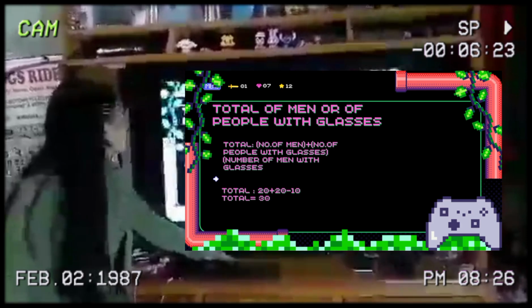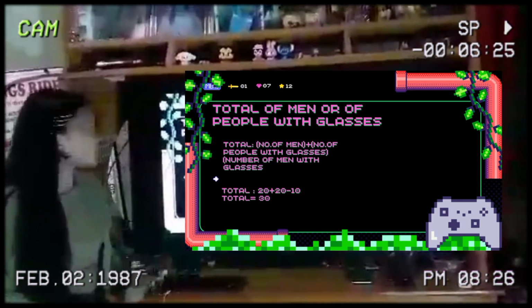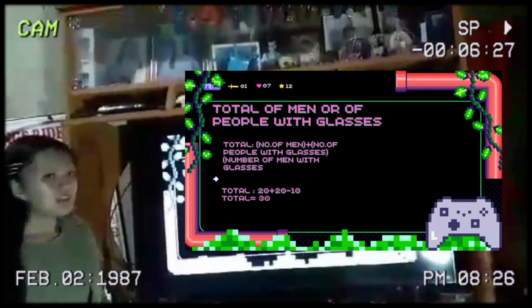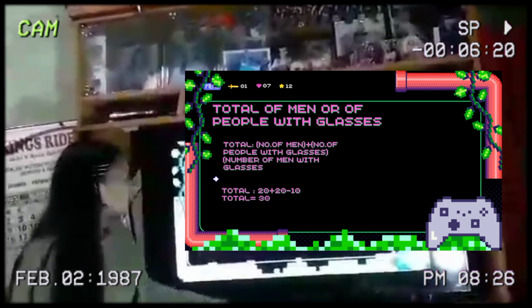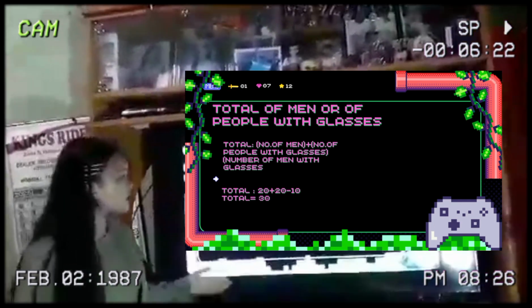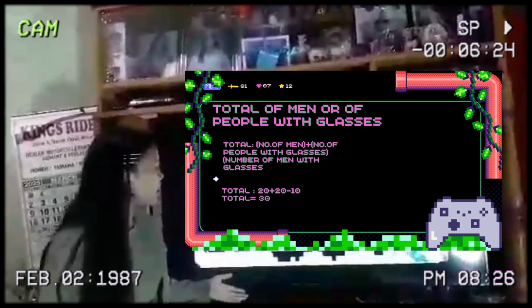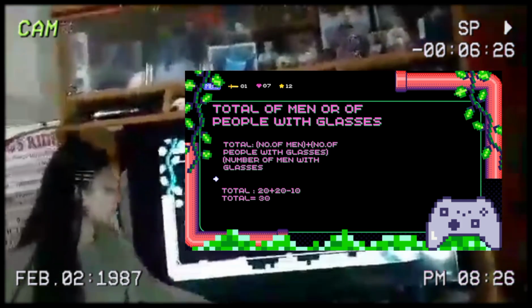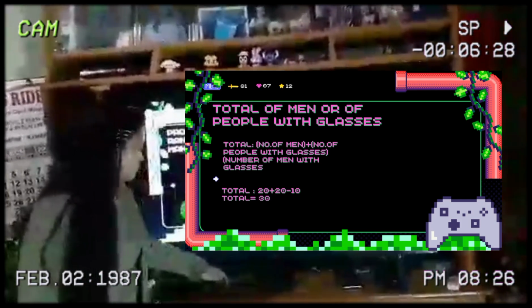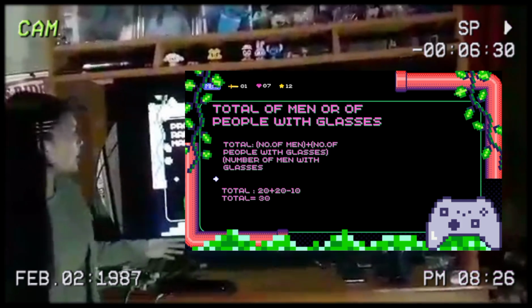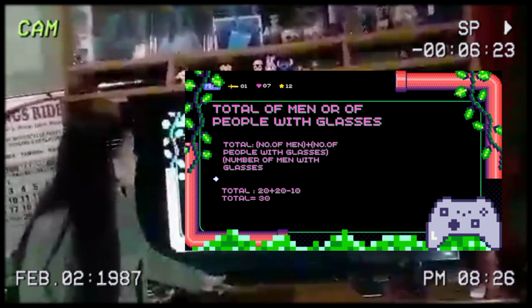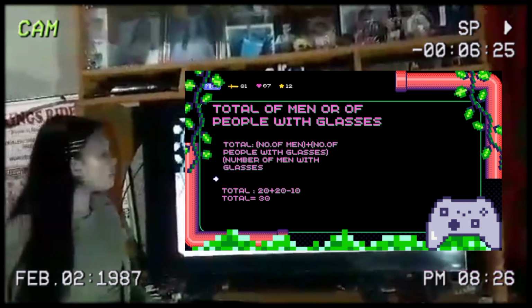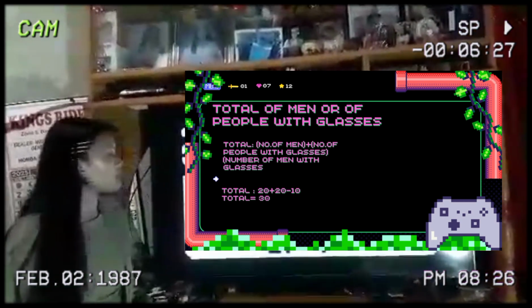So, let's solve the problem from earlier: what is the probability that a randomly selected employee is a man or wears glasses? First, we solve for the total of men or people with glasses.